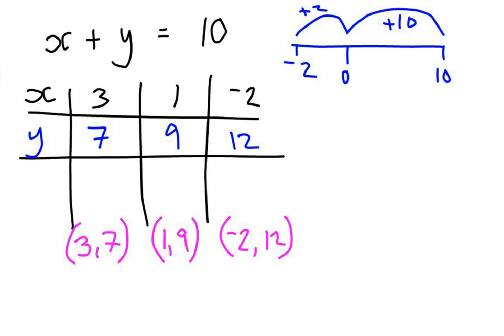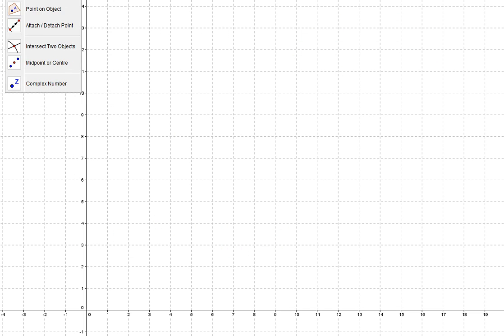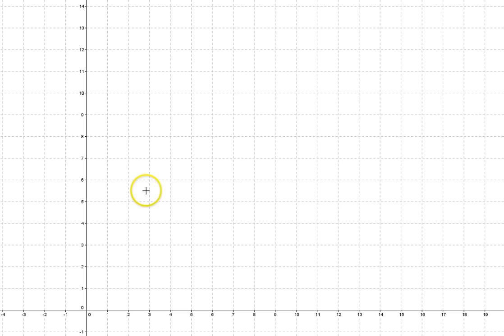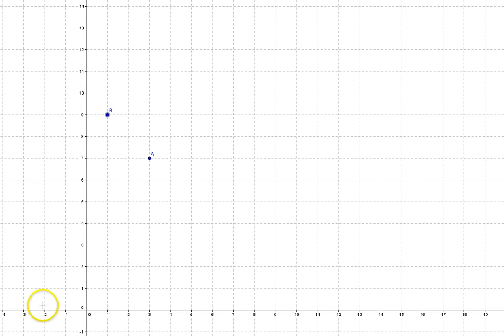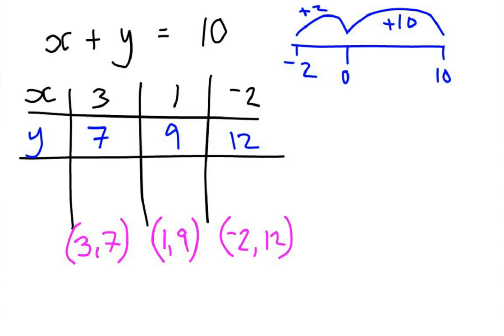Okay, so let's plot those, starting with this one, 3, 7. So we're going to go to 3, 7. Our next one was 1, 9. 1 all the way up to 9. Then we've got negative 2, 12. Negative 2 all the way up to 12. And then, as before, we're going to join these points up, and we have now plotted the line with the equation of x plus y equals 10, this one here.